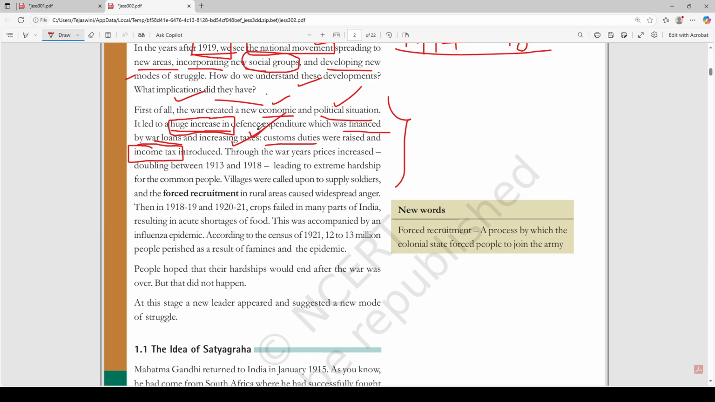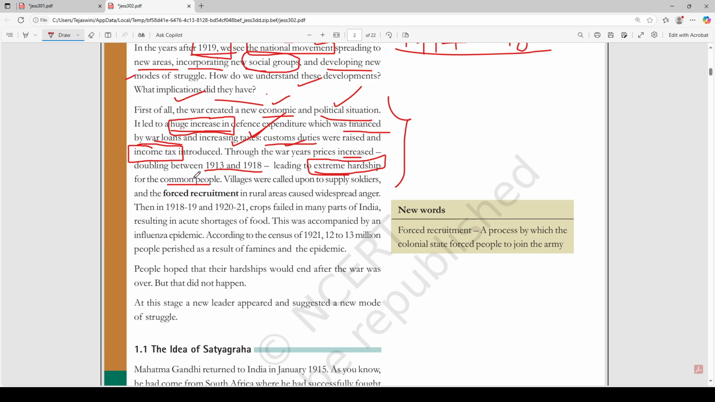And to recover this, they increased taxes and introduced custom duties and income tax in India. So through the war years, prices also doubled, because they needed so much money for defense expenditure. Every single thing's price increased. If a thing was 10 rupees, then it became 20 rupees between 1913 and 18. So common people faced an extremely difficult situation, extreme hardship, and it was very difficult for them to survive.